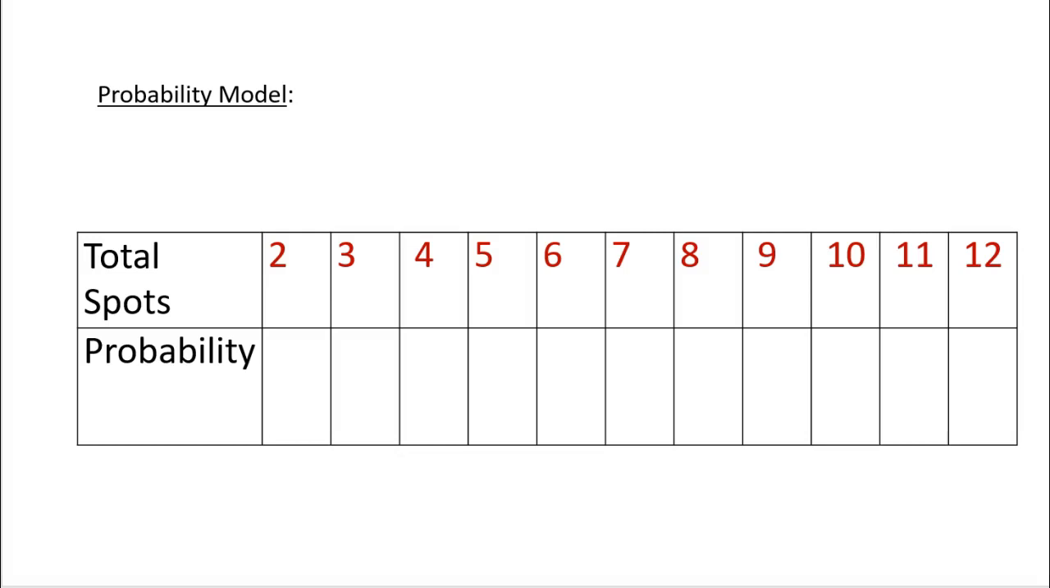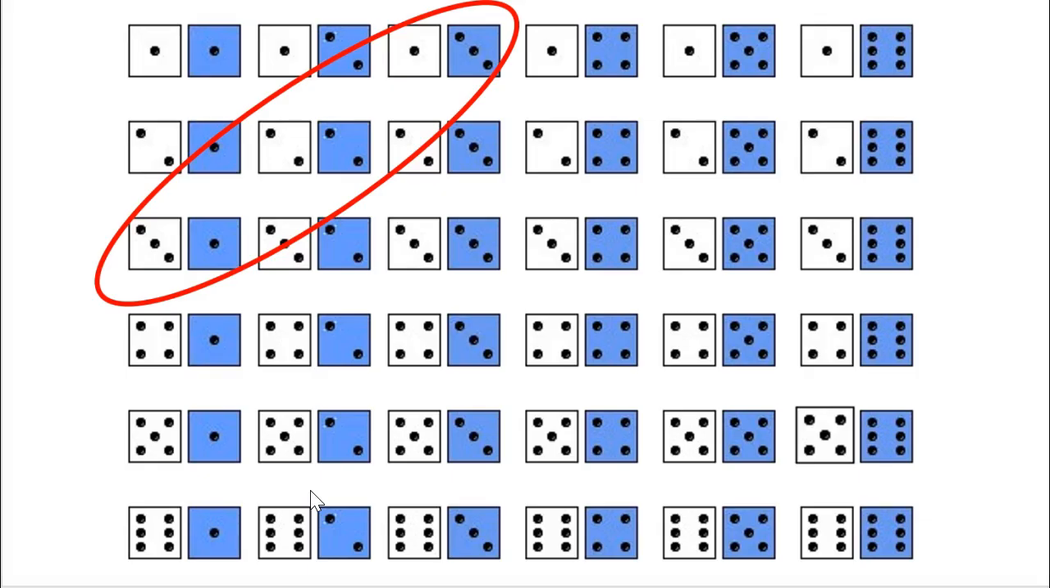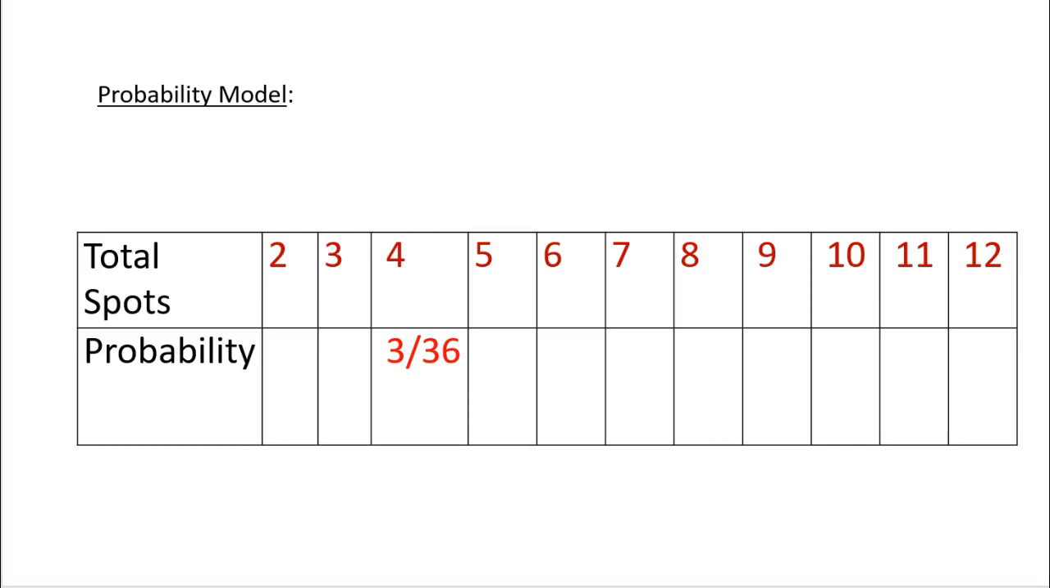So let's start with a sum of 4. So the question is, what is the probability that the sum of the 2 dice is equal to 4? Well, we can look back at our diagram. Notice that there are 3 different possibilities that would result in a sum of 4. Also notice that there are 36 different pairs for how the 2 dice could land. This gives us the probability of observing a sum of 4 equal to 3 divided by 36.